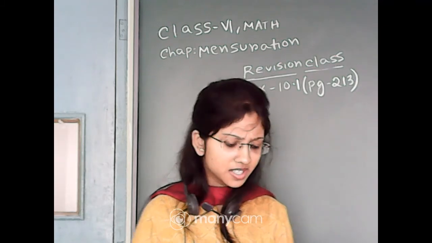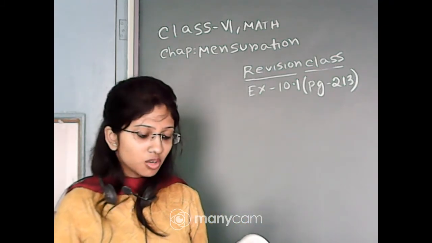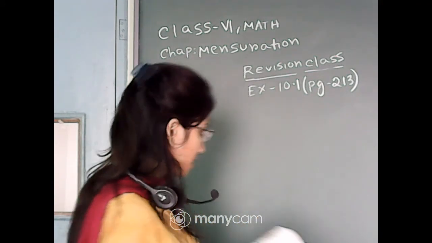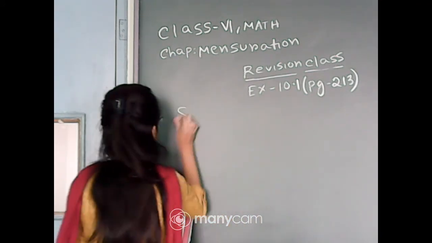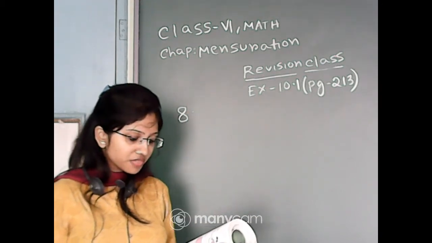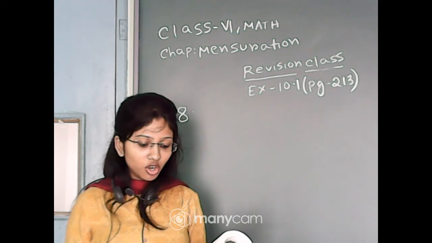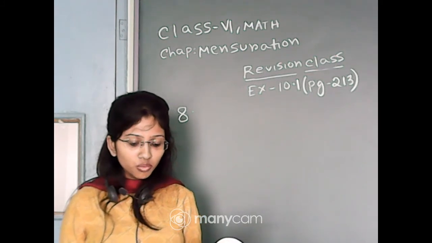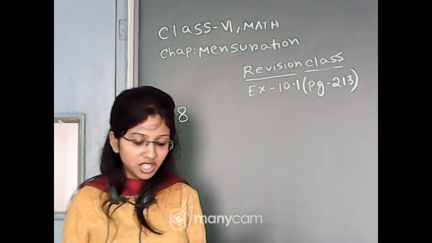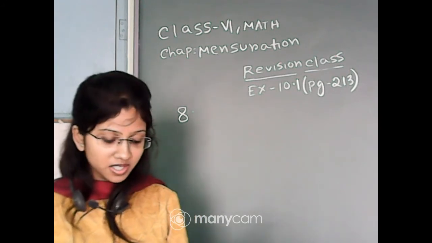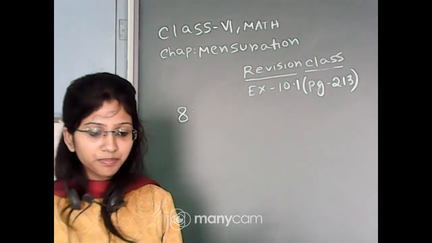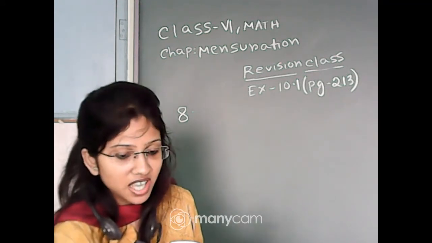First exercise 10.1, question number 8, page 213. Find the perimeter of a regular hexagon with each side measuring 8 meter. We have to find out the perimeter of the regular hexagon whose each side is equal to 8 meter. Solve the math and give me the answer.